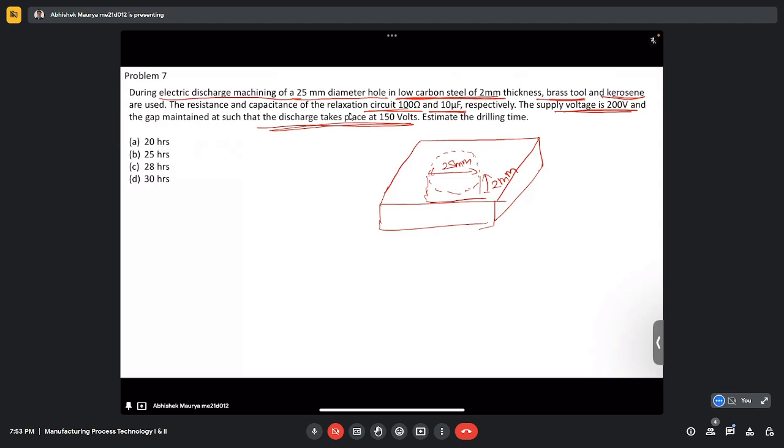First of all, we will calculate how much material we need to remove in order to make this hole. So we need to calculate the volume of the hole. The total volume of the material which we need to remove is cylindrical in shape, so pi d square by 4 times thickness. Substituting the values, we will get 981.25 mm cubed.